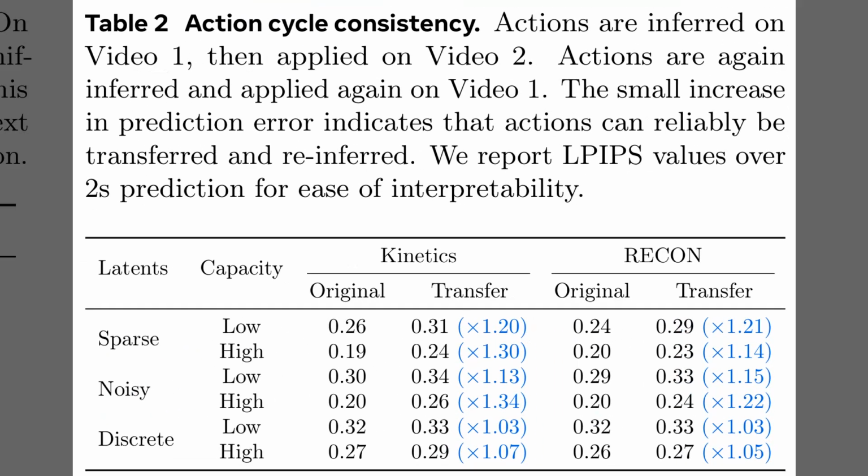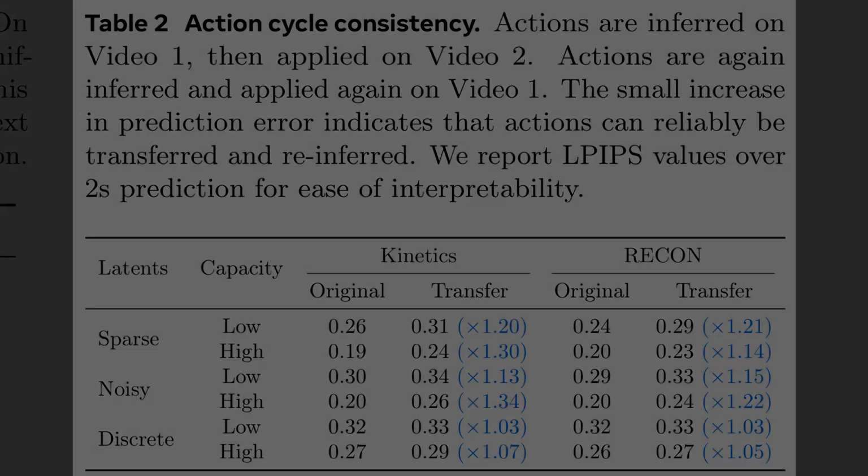So, Figure 5 defined the test, and Table 2 reports the actual numbers for action cycle consistency. The columns display error rates for two datasets, Kinetics and RECON, comparing the original prediction against the error after the full transfer cycle. Looking at the sparse and noisy rows, the transfer values remain impressively low, such as 0.24 for the high-capacity sparse model. Even though there is a slight increase, shown by the multipliers in parentheses like 1.3, this stability confirms that the latent actions capture transferable semantics rather than just memorizing pixels.